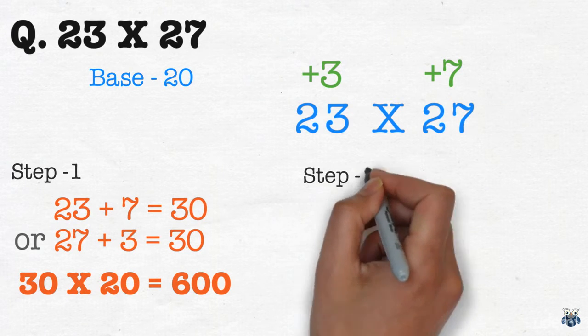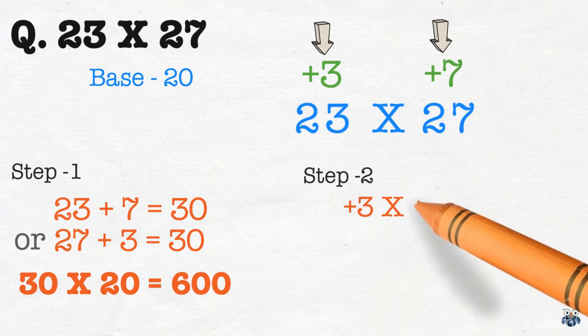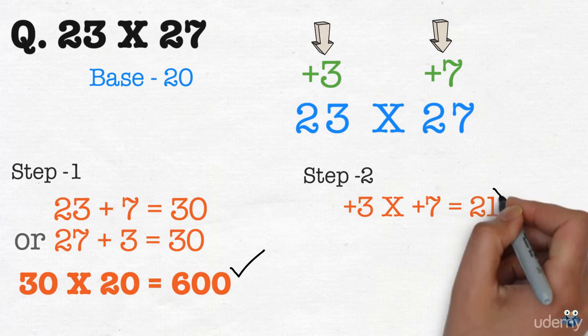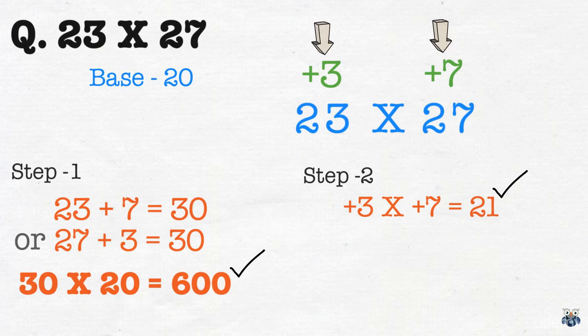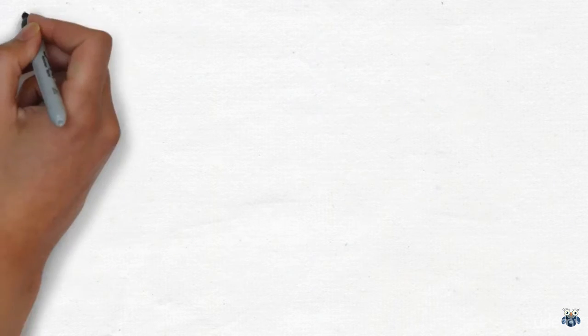We then multiply the two difference numbers. 3 times 7 is 21. And finally we add both results. 600 plus 21 is 621, which is the final answer. Now if you are familiar with the base 10 and base 100 concept, you would have noticed that this is not too different. So let's take another example.